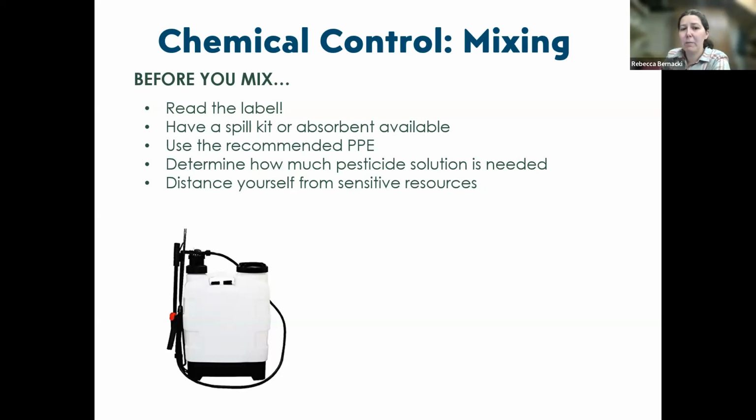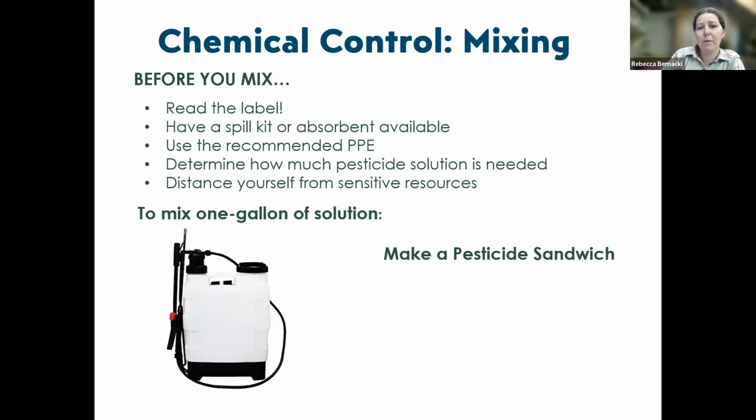Next, you want to determine how much pesticide solution you need. So if you only have a few plants, you probably don't want to fill this whole backpack sprayer. We don't want excess herbicide sitting around in our backpack sprayers. The potency of those products decreases over time. And we also don't want that excess just sitting in our garage. It's better to have that in that concentrated jug to mix up later. When you're mixing, you're going to want to try to distance yourself from sensitive resources. So usually I try to mix on a driveway or somewhere kind of impervious surface, kind of away from plants in case I do have that spill.